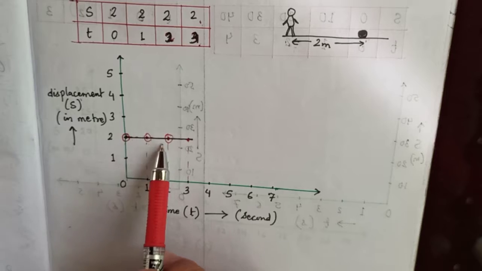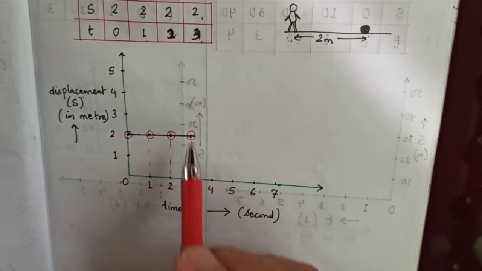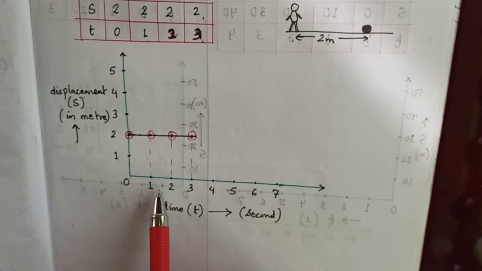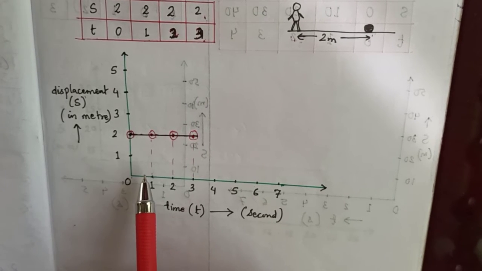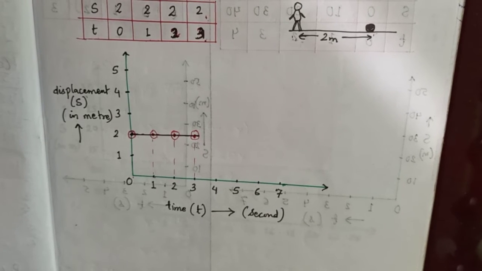If we join all these points, then we get a straight line. This is a straight line parallel to the time axis. So if we have a body at rest, then the displacement time graph of a body which is at rest will be a straight line parallel to the time axis.